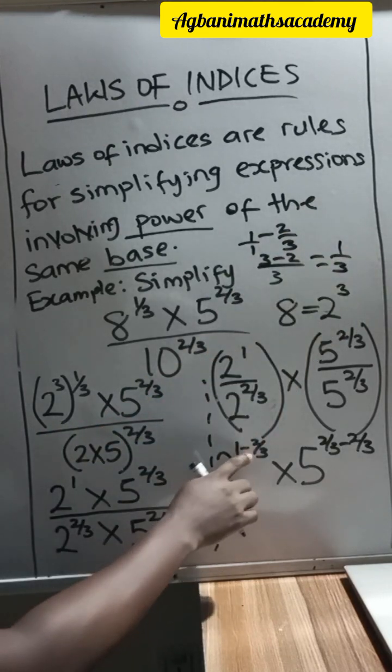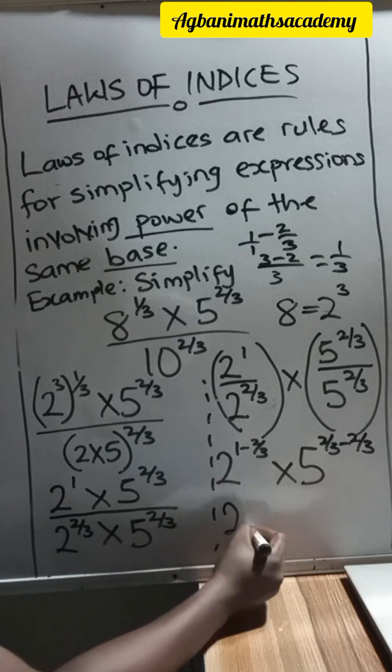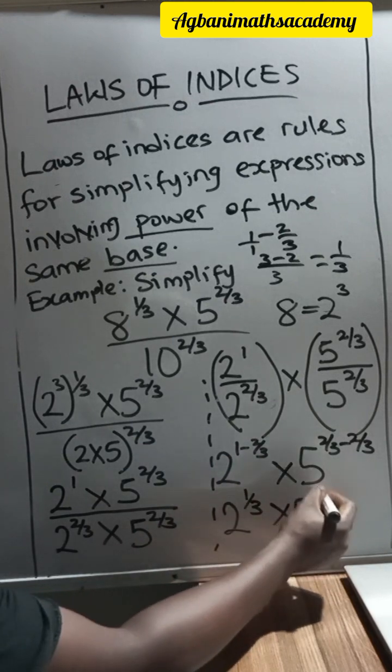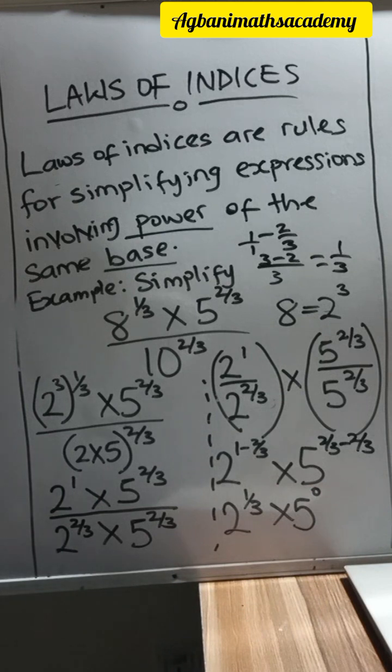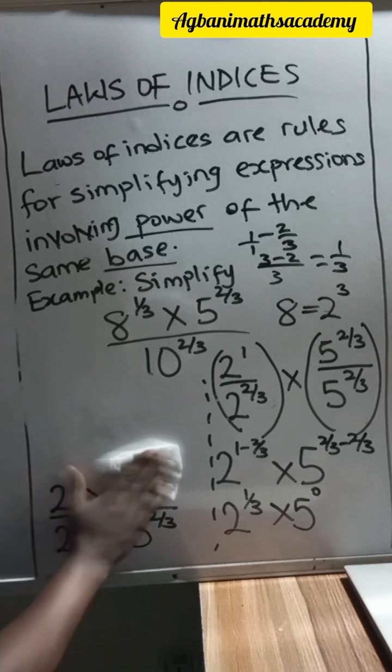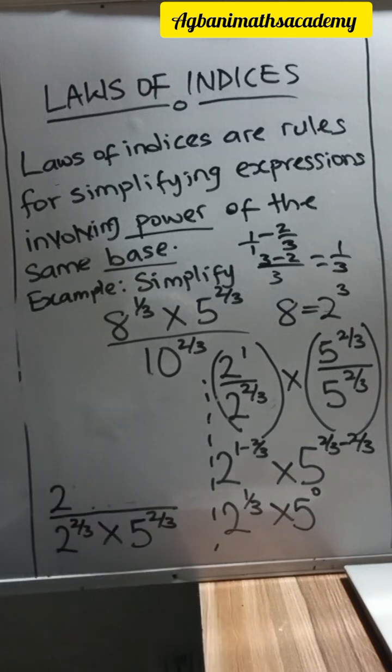This means that 1 minus 2 all over 3 will give us 2 raised to the power 1 all over 3 times 5 to the power of 0. And from the law of indices that we learned today, anything raised to the power 0 is what? Power 0, 1, exactly. Anything raised to the power 0 is 1. Okay, so I'm going to clean up this part to continue. So anything raised to power 0 is 1.